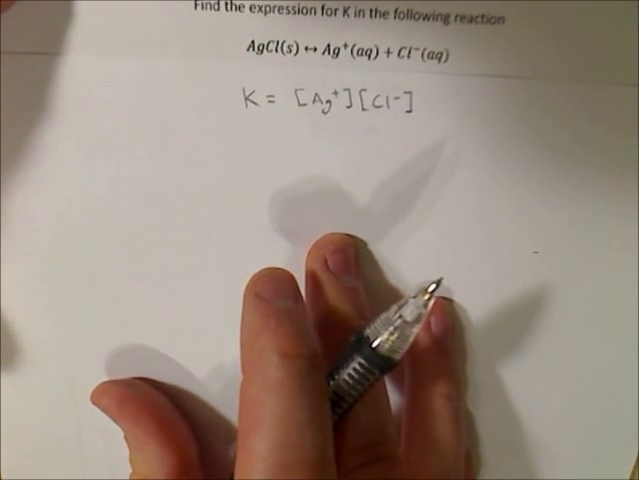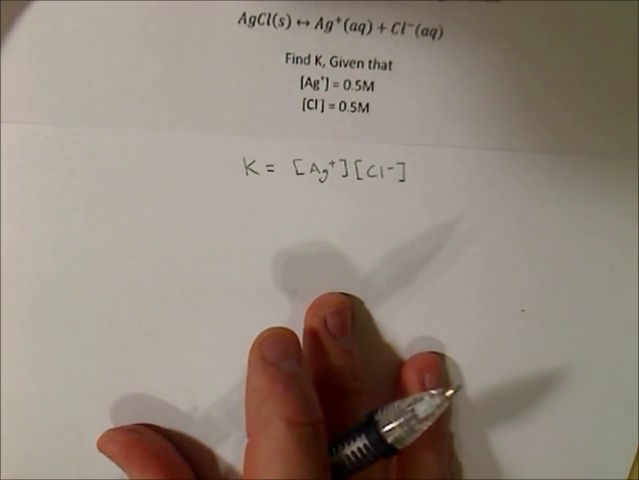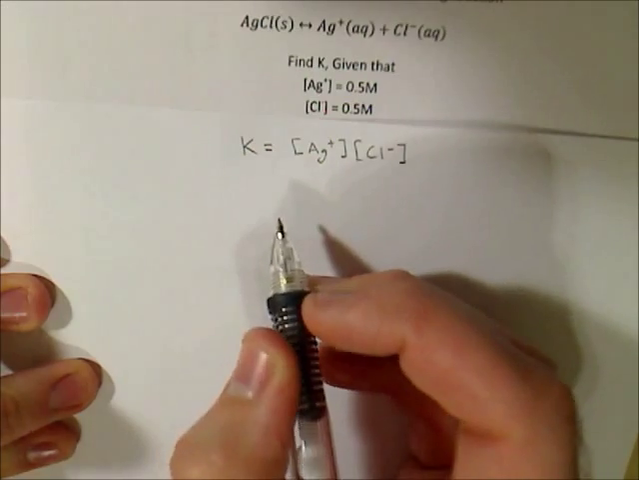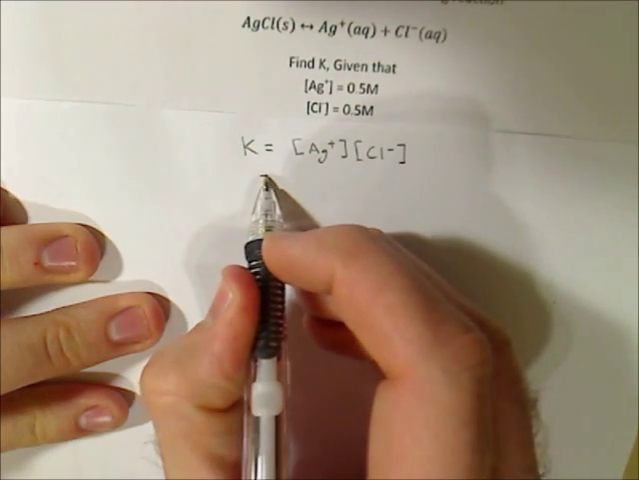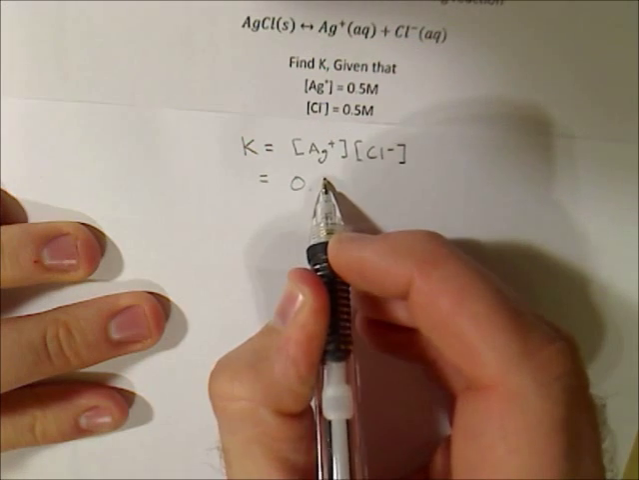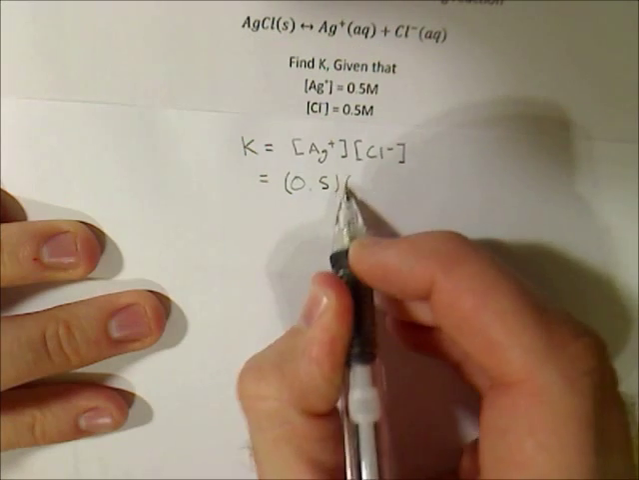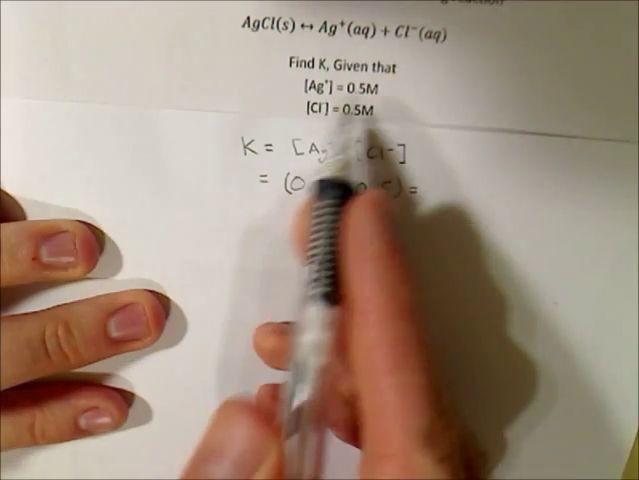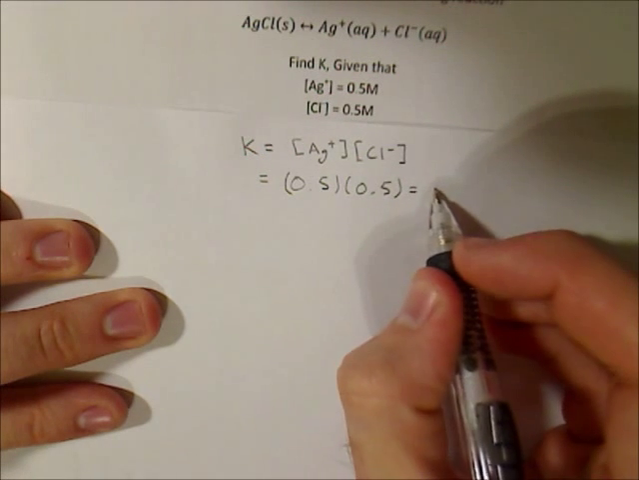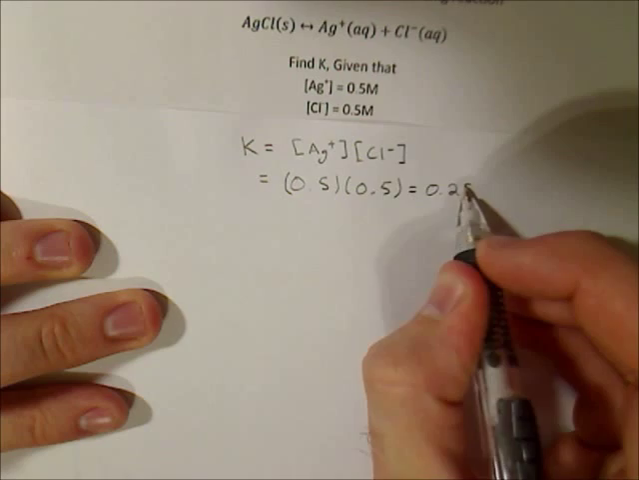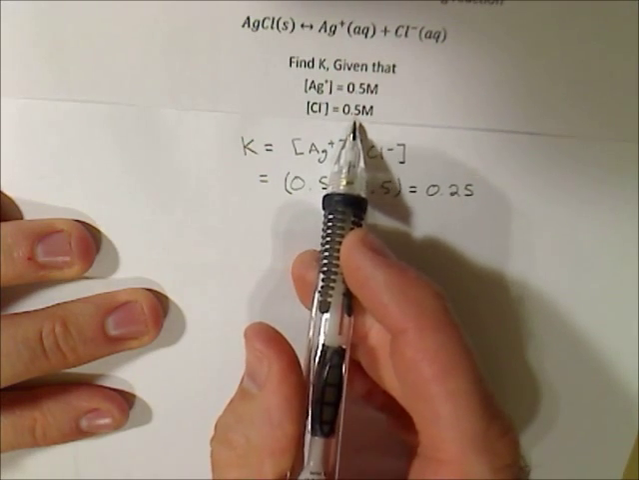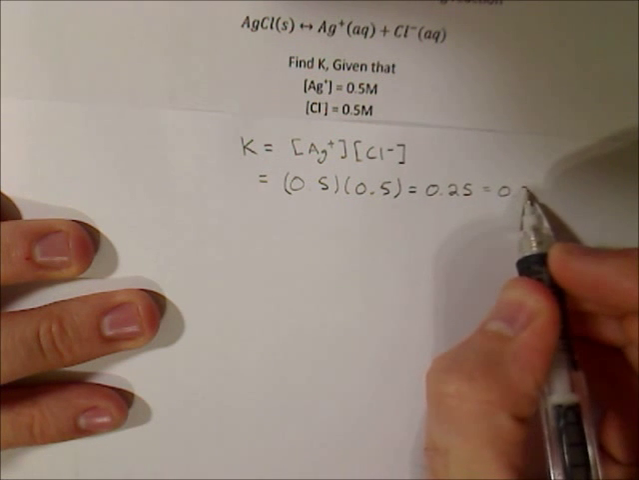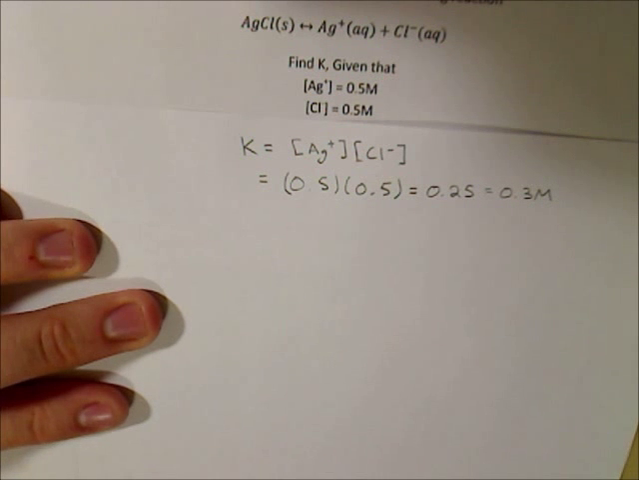So now that we have that, we want to find K given the concentrations of silver and chlorine. So now we can plug in our numbers. And remember, the K is actually dimensionless, so we don't attach units to it. So we get 0.25. But remember, we have one significant figure only, so our answer rounds up to 0.3 molar. That's how you do it right there.